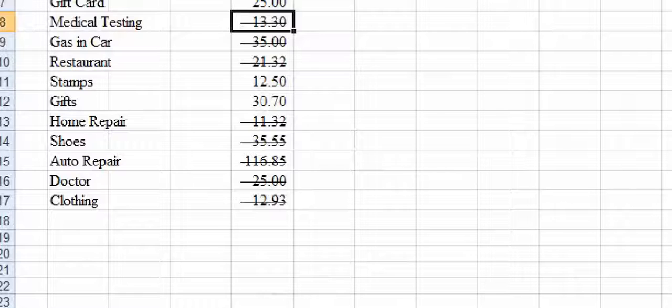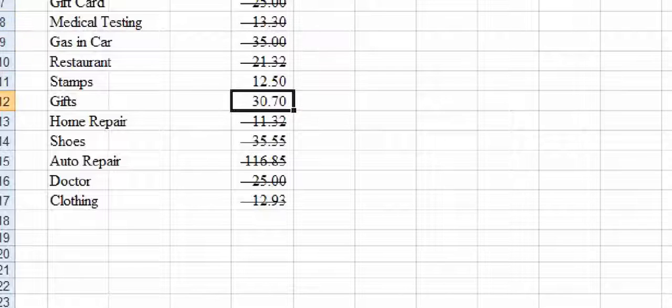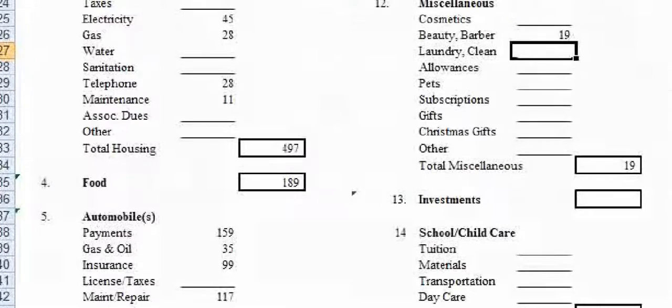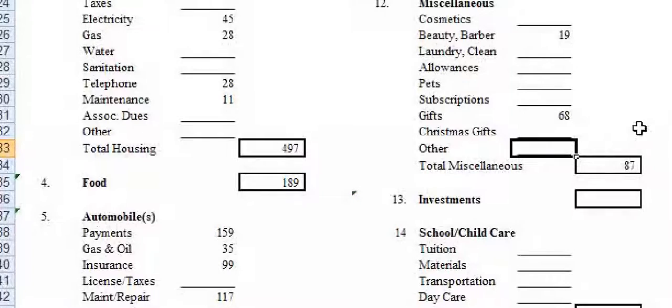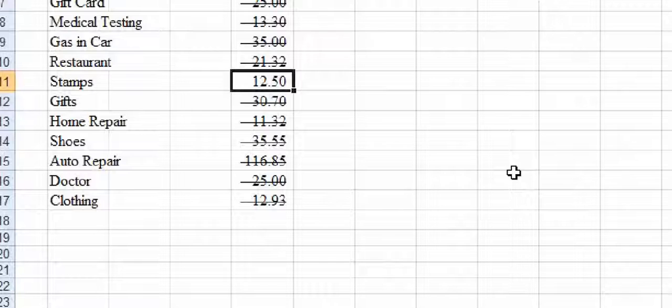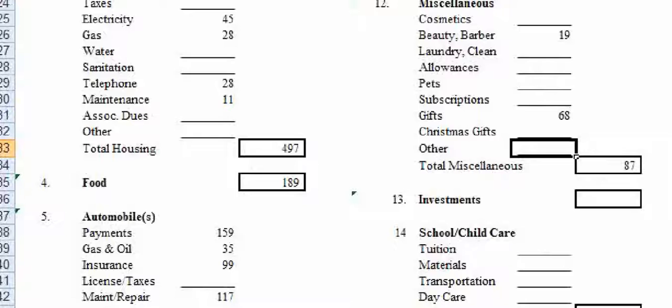the Credit Card tab, were $25 and $30.70, which are both struck out. This comes to $68.15, which is entered on the blank form next to Gifts. Finally, Joe bought $12.50 worth of stamps using his credit card. We strike that out and enter that on the blank form next to Other. Total Miscellaneous now shows $100.